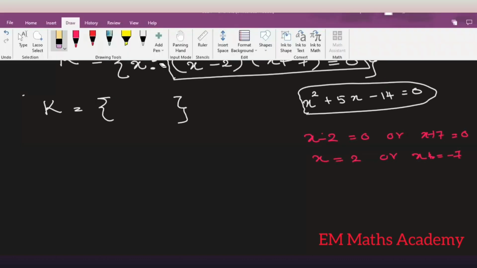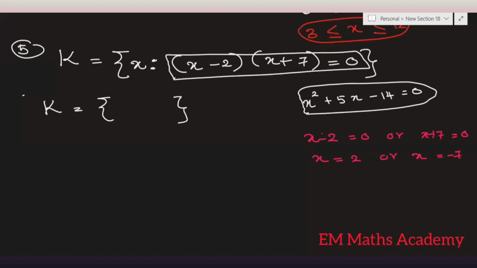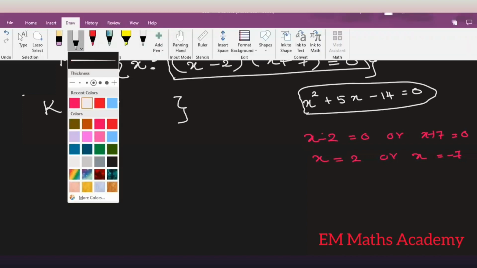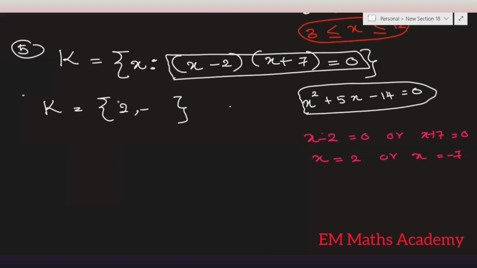Then what are these? What is the common characteristic? Mara part descriptive method එකට ගියේ නැහැ. First of all, you have to identify the elements. No? Then what are the elements? 2 and minus 7.